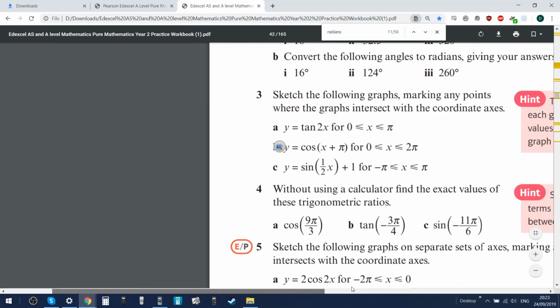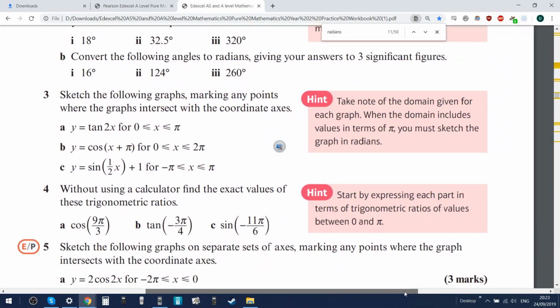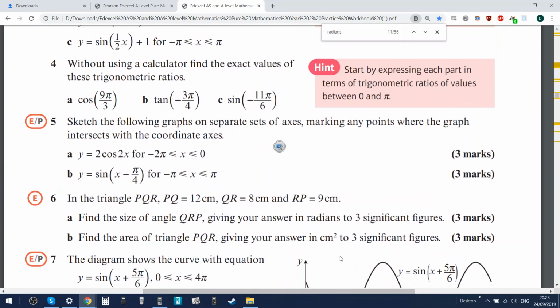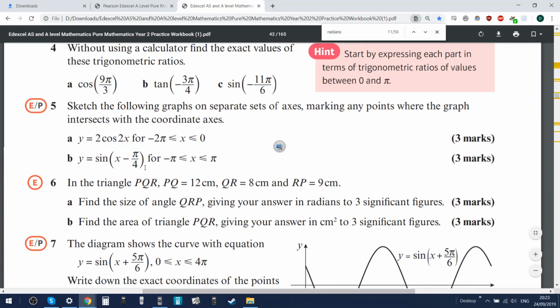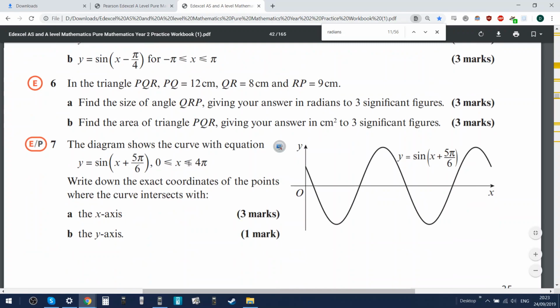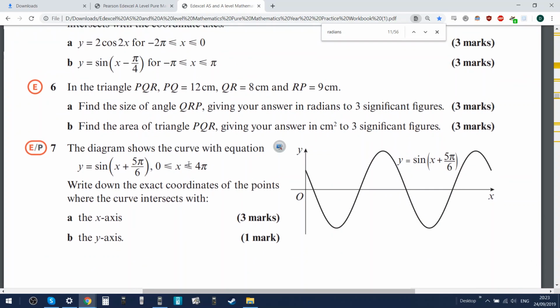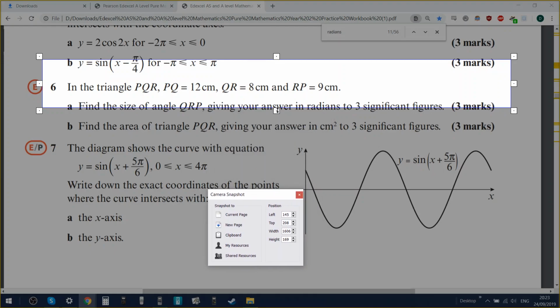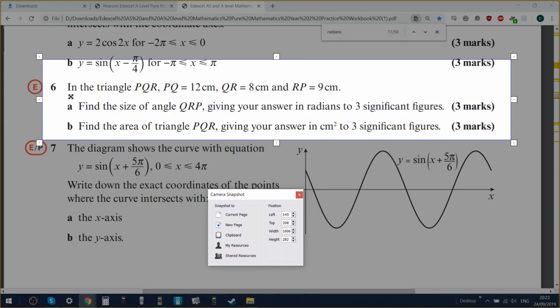Do you have a graphical calculator? Yep, of course. Great. So sketching these graphs won't be any problem to you. Okay, this is one that we haven't seen a whole lot of. How would we do question 6? I'm just going down to the exam questions.